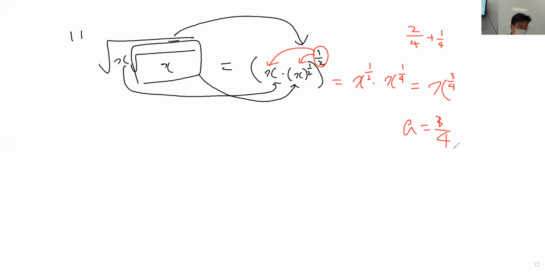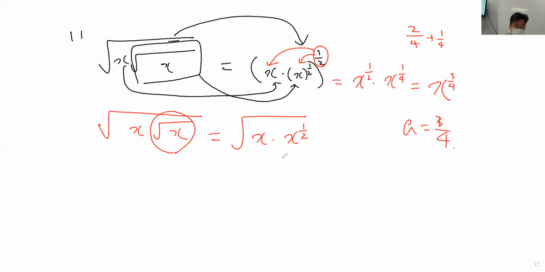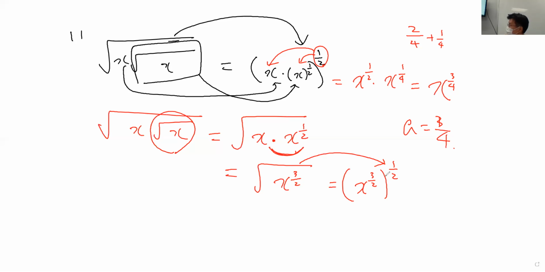I don't get it. You don't get it? Okay, let me explain one more time, step by step. Instead of this, I can put x to the 1/2. Do you understand this part? And then let's add these. Multiplication means addition of exponents, right? So then put this one as x to the 3/2, right? And then x to the 3/2 to the 1/2, because the radical sign means 1/2. And then because of the parentheses, we multiply the exponents with each other, and get x to the 3/4.